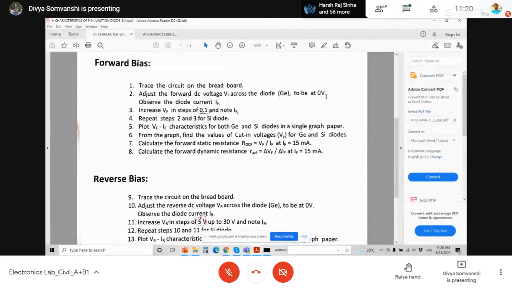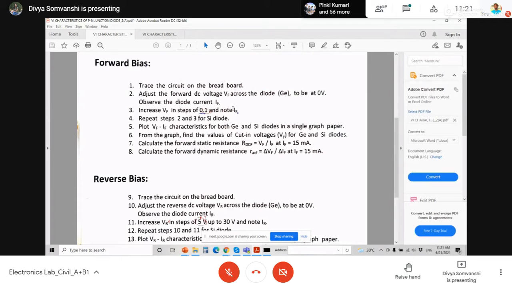It means our voltmeter and ammeter must have a zero reading. If that is so, then we have to apply a forward bias in steps of 0.1, that is 0.1, 0.2, 0.3, and then note the corresponding I. Similarly, we have to perform the same thing for the germanium and silicon diode.